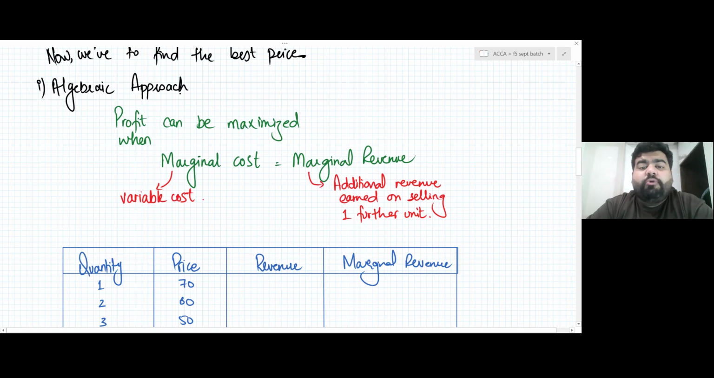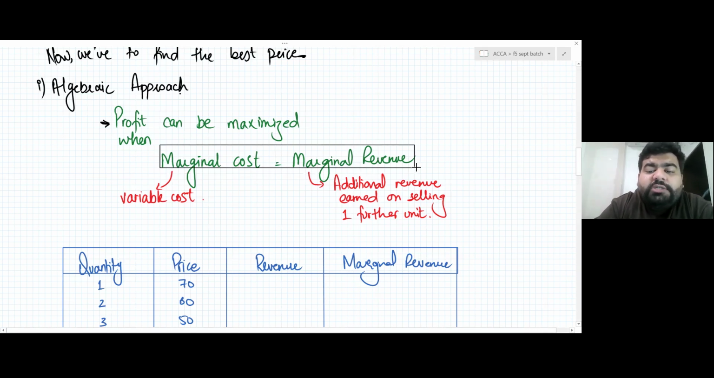What does the algebraic approach say? It says that profit can be maximized. Students, focus. If you are sleeping, be active now. It's very important. Profit can be maximized when? It is written when the marginal cost of the business is equal to marginal revenue. This is the point where marginal cost and marginal revenue are equal. Profit will be maximum at that point.